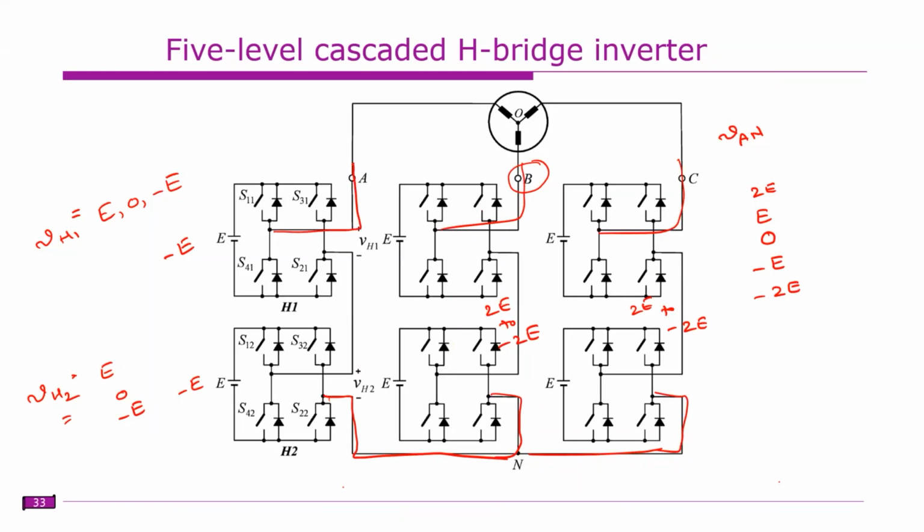The line voltage is the difference of any two phases. So this is 2E, and at the same time the other voltage, VBN, can be minus 2E. Under this particular case, it varies from E, 0, minus E here and plus 2E here. The difference of these two will vary from 4E to minus 4E. That means you can get 9 levels.